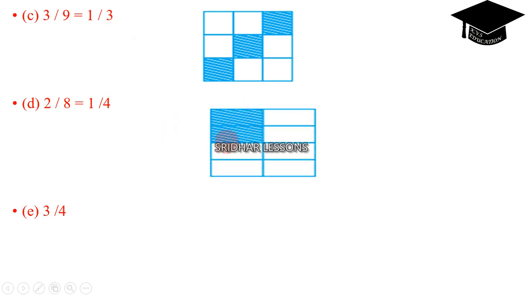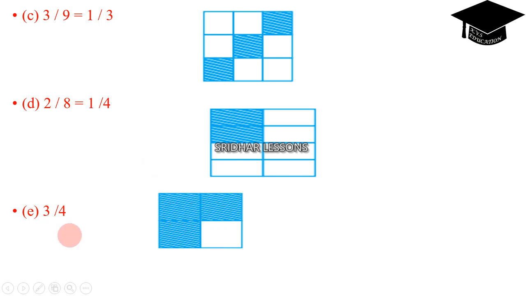And here, how many parts? 8 parts. 1, 2, 3, 4, 5, 6, 7, 8. Out of 8 parts, how many were shaded? Tell me, students. 2 parts were shaded. That means 2 by 8 is equal to 1 by 4. And this one, very simple one, totally 4 parts. Of 4 parts, 3 were shaded. So 3 by 4. Observe carefully.